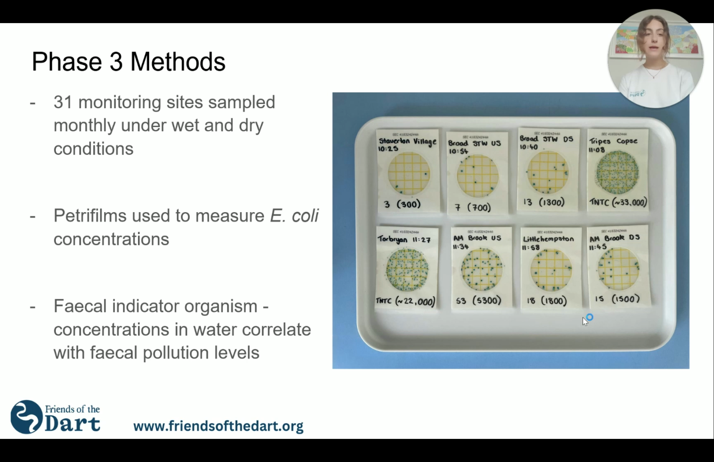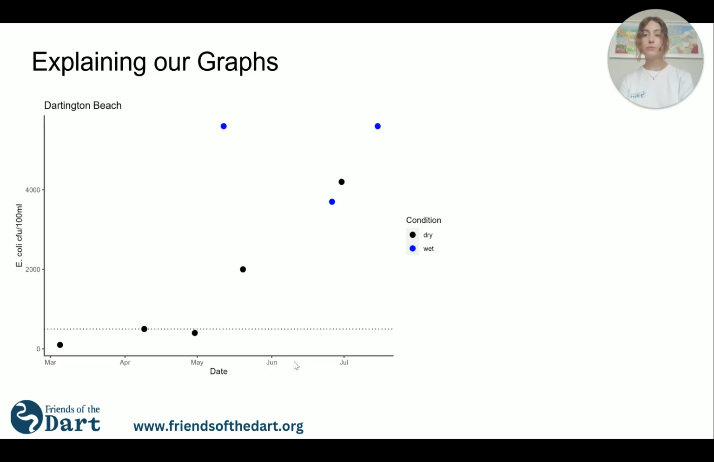We're using Petri films, as shown in this image on the right, to measure E. coli concentrations. E. coli are a key fecal indicator organism whose concentrations in water correlate very closely with fecal pollution levels. So understanding the concentrations of E. coli in the water helps us understand the levels of fecal pollution within the water.